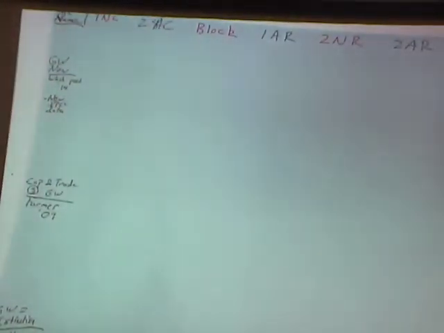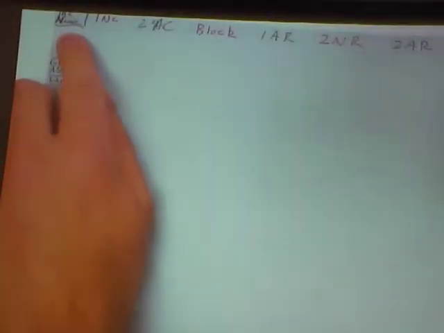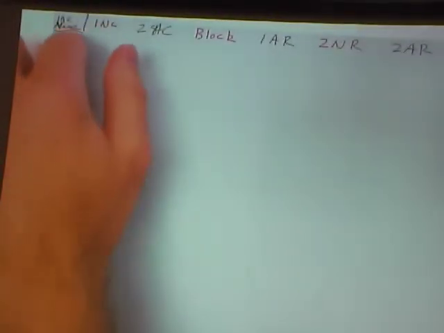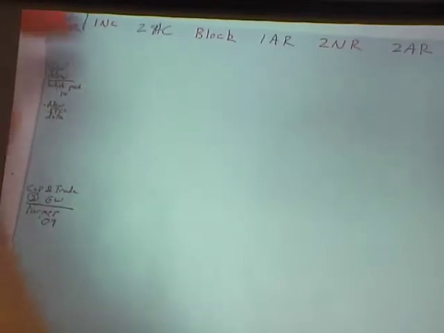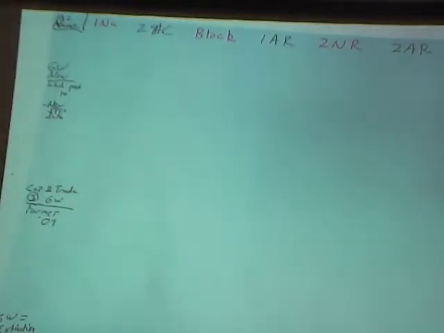For example, I've written out this one right here. It's a global warming advantage. And you can see up at the top left-hand corner, it says 1AC, and then I would usually put 1AC and then name the advantage. So this would be a 1AC warming advantage. And that would get its own single piece of paper.